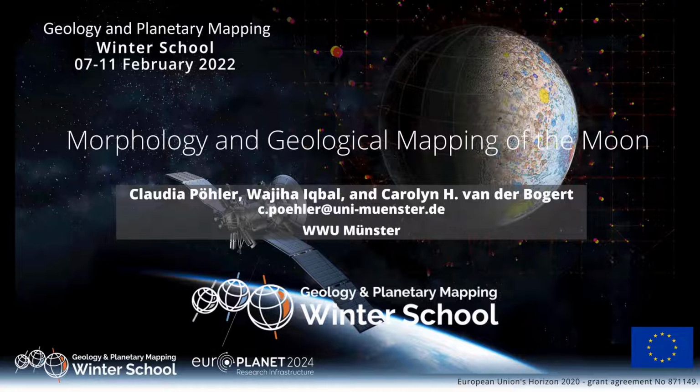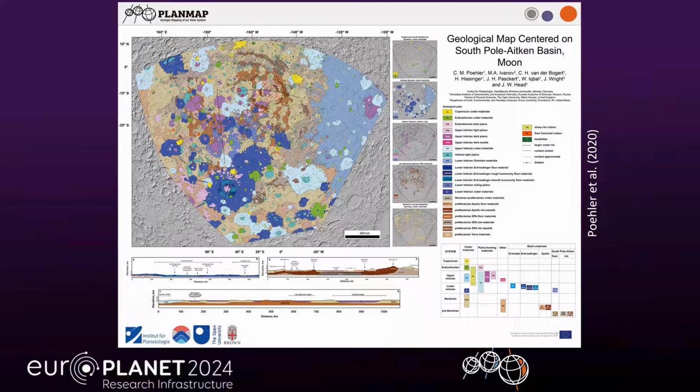And so I'll start by showing an earlier version of Claudia's really awesome map of the South Pole-Aitken Basin of the moon. You can see that this map plate, which is basically an end product, has a lot of information on it. And this is the type of information that you ideally want to work towards when you're making a geologic map.